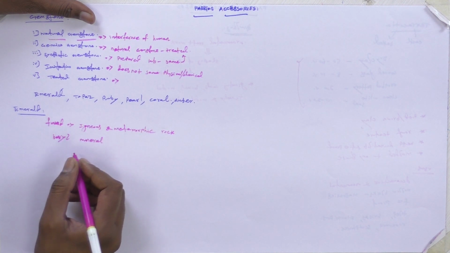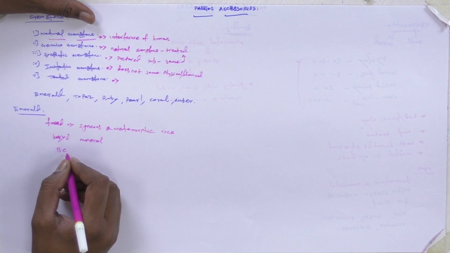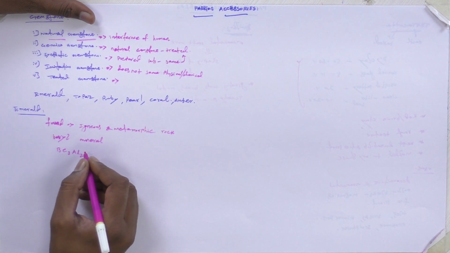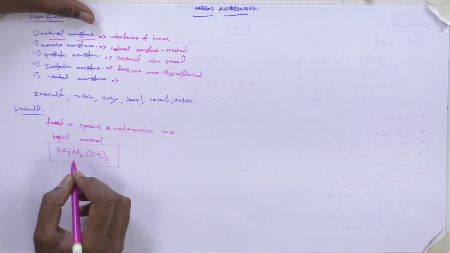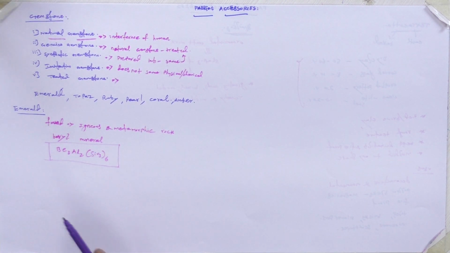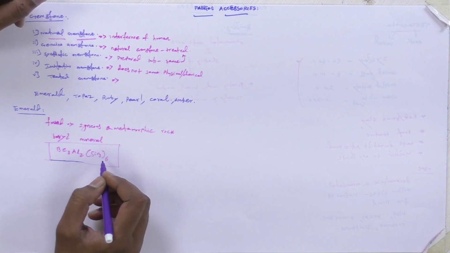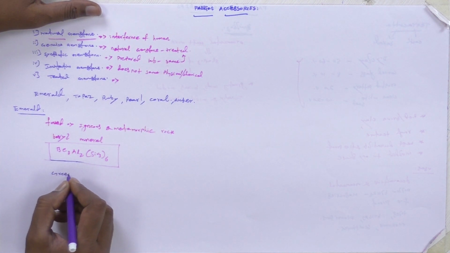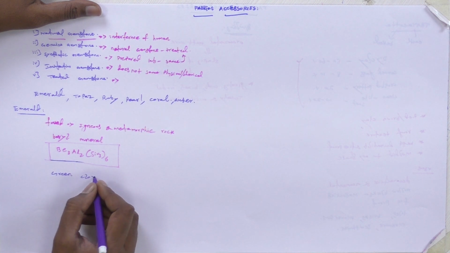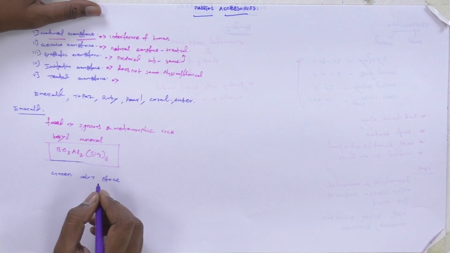The chemical formula of emerald is Be3Al2Si6O18. All the beryl compounds, or all the emeralds, contain maximum this type of composition only. The color of the emerald is green. The green colored stone is called emerald.